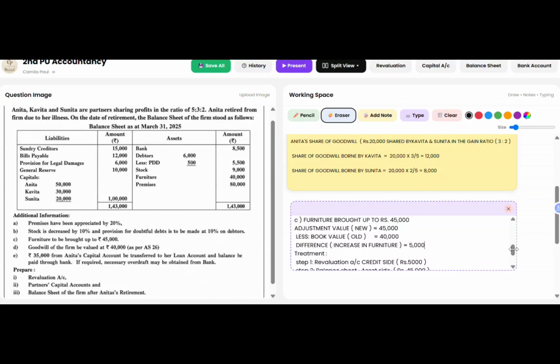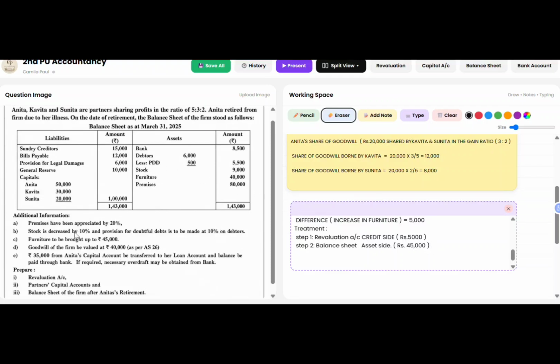So here the difference amount states that the furniture has increased by rupees 5,000. So this is an increase in the asset, income for the firm. So what is the treatment in this case? The first treatment, we have to make it in the revaluation account on the credit side, 5,000. That is the increase in the value of the asset.